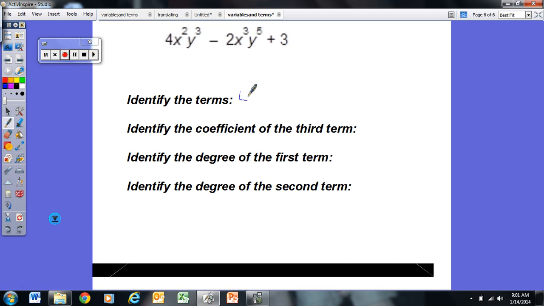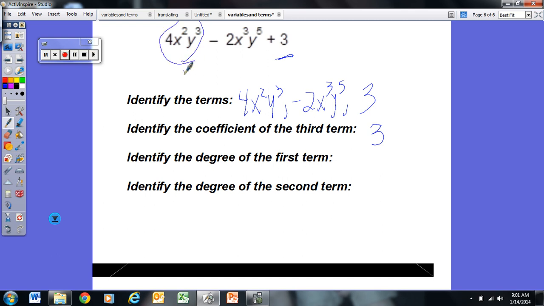Identify the terms. The first term is 4x squared y cubed. Second term is -2x cubed y to the 5th. Third term is 3. Identify the coefficient of the third term. Again, it's a 3. Still, even a constant can be a coefficient. The degree of the first term.